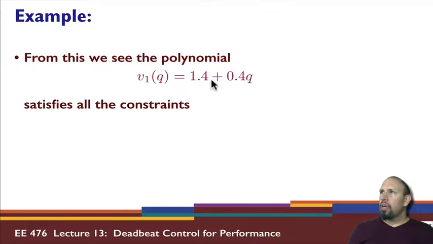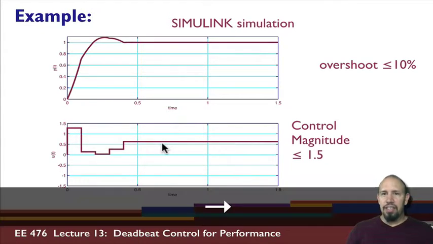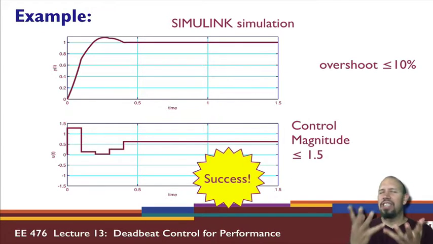And so it turns out this solution for V10, V11 satisfies all the constraints. We can actually go through and show that it satisfies all the constraints. If we now simulate the system with this controller and look at the response, here's our response. Notice we do have some overshoot, but it is less than 10%. Our control magnitude is strictly less than 1.5. So we're good. Success. Yes, the sweet smell of success.